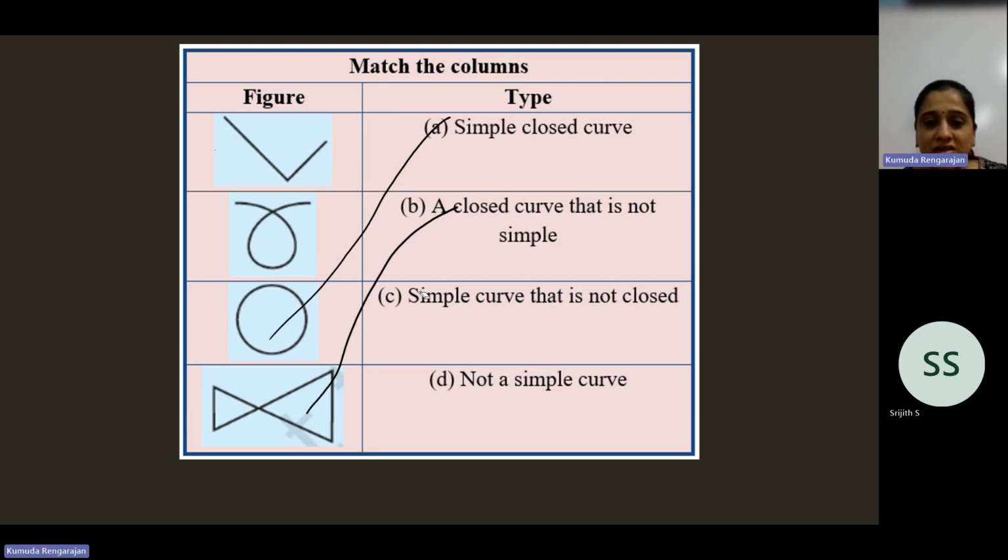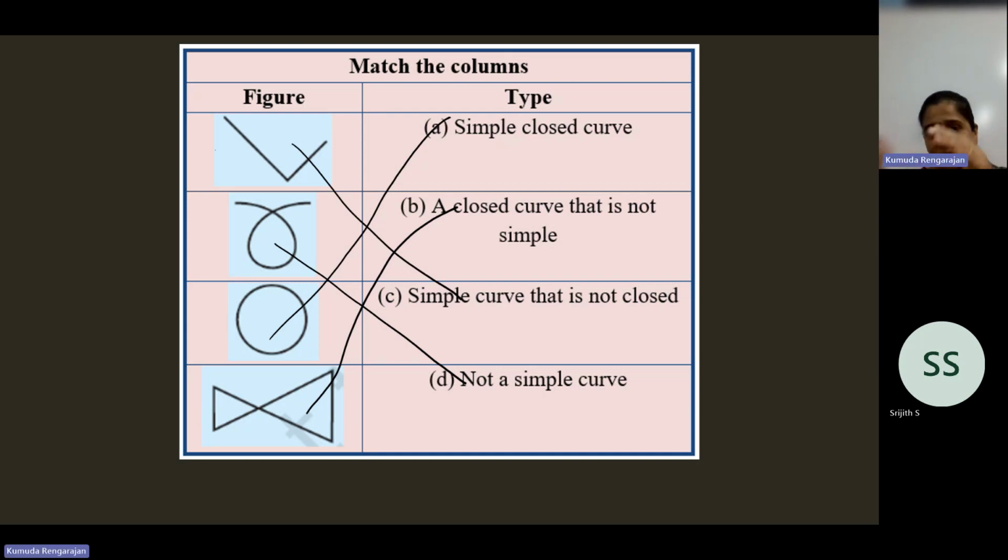We have only these two remaining. Simple curve, it should be simple. That means it should not cross over itself. So which one then? Yeah, simple curve, and it's not closed, it's open. And this one is not a simple curve, because it's crossing itself.